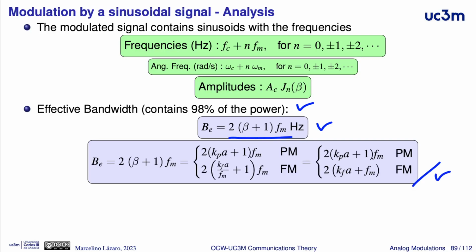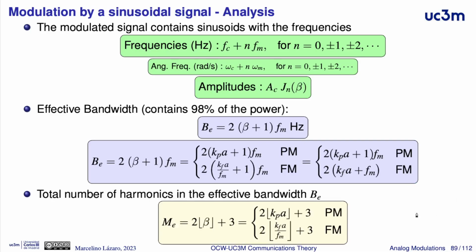Here we can obtain the corresponding expressions for the phase and the frequency modulations, taking into account the definition of the modulation index for these two modulations, and the number of harmonics where this effective bandwidth is contained is given by 2 times the modulation index, rounded to the floor if this is a non-integer number, plus 3. Therefore, if we want to plot the spectral representation of an angle modulation in this case, we can compute the number of harmonics in the effective bandwidth.